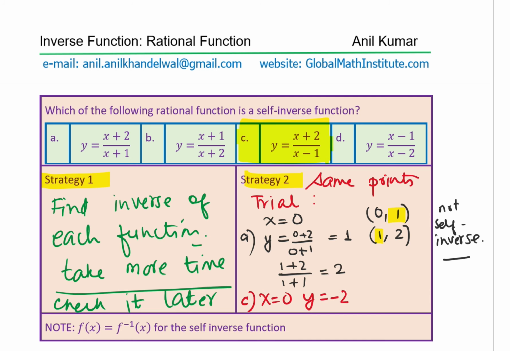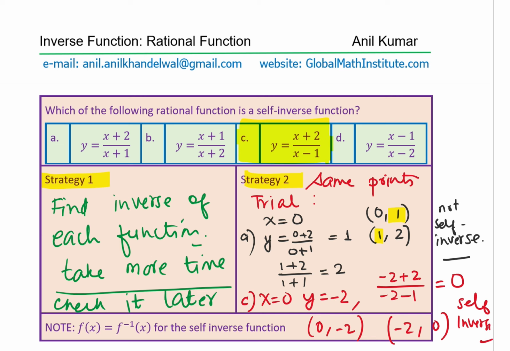Is that clear to you? But if I put y equals to minus 2 as x, then what? So if I write minus 2 plus 2 over minus 2 minus 1, I do get 0. So you see that 0, minus 2, and then we get minus 2, 0 as a point. And that means it is self-inverse. And therefore, that is the correct answer. You get the idea.